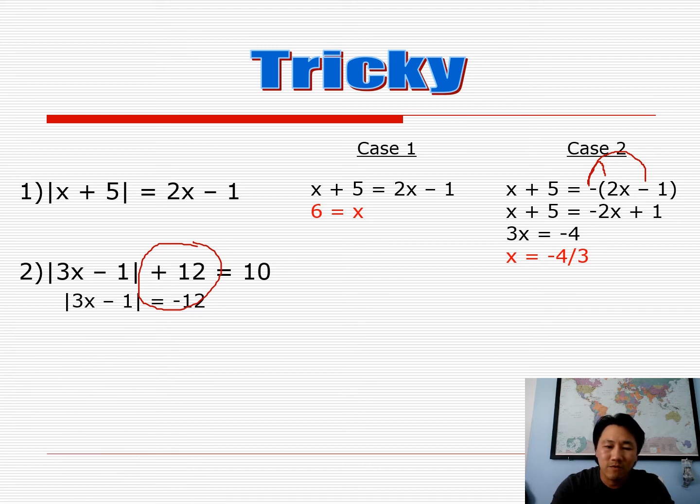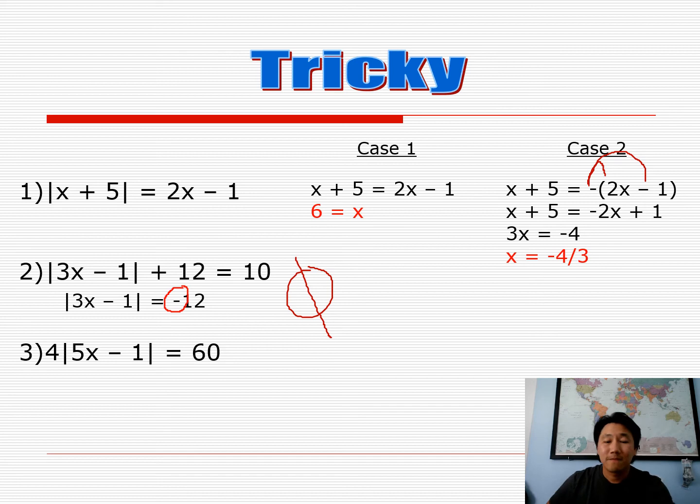Once you subtract 12 from both sides, you have the absolute value of 3x minus 1 is equal to negative 12. And then hopefully you recognize that there is a negative on the other side of the absolute value sign. So when we see a negative, we know it is no solution. Let's do one more tricky one.